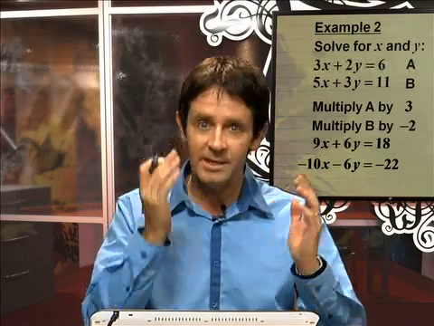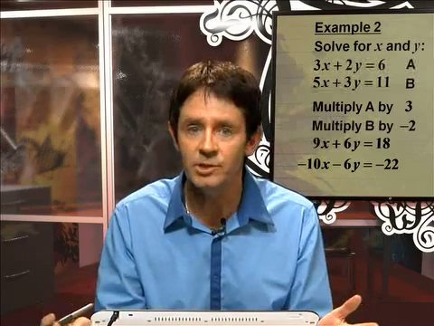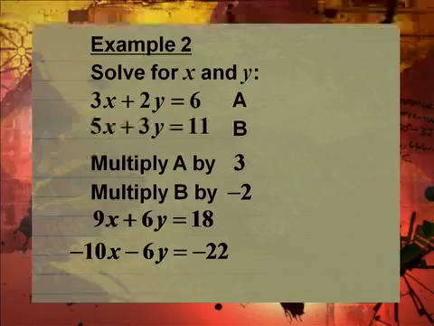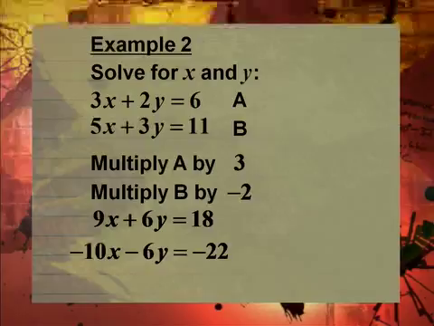So if you think of the lowest common multiple of those numbers, 3 and 2, it is 6. Likewise with the 3 and the 5, you could have easily worked with the 3 and 5 and said, well, multiply the top one by 5 and maybe the bottom one by negative 3. The secret is to get something the same.